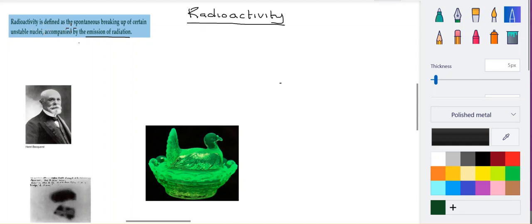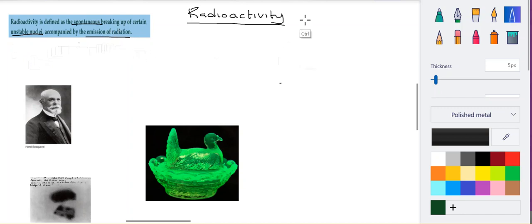So radioactivity then, as we say, is defined as the spontaneous breaking down. Now this is important as well. So it just spontaneously happens. It doesn't need any external energy coming in to help it happen. It's just going to happen spontaneously. So it's the breaking up of unstable nuclei, okay, and it's relating to the nucleus of the atom, and it's accompanied by the emission of radiation.